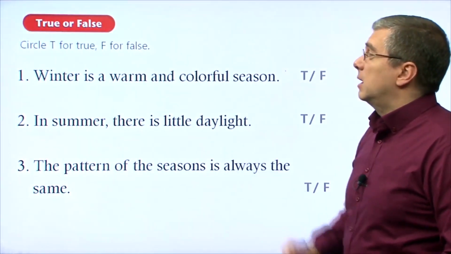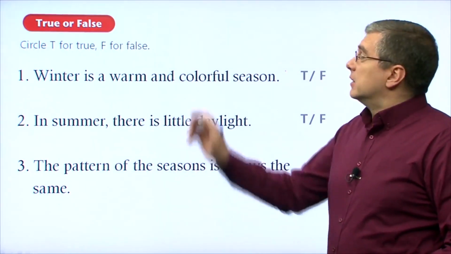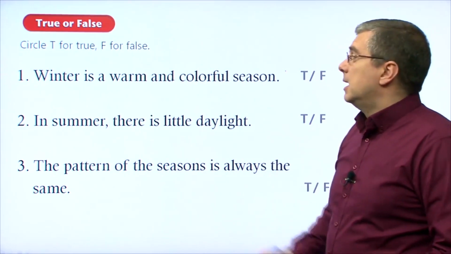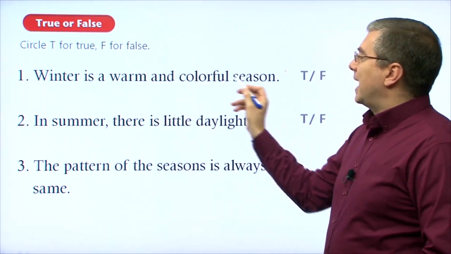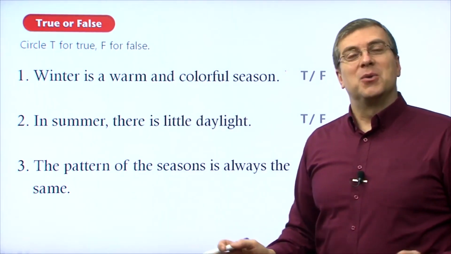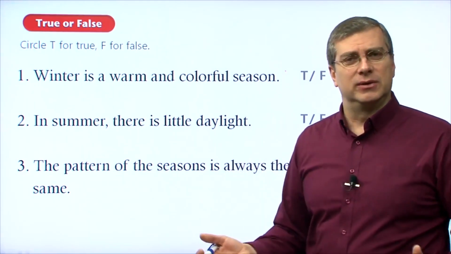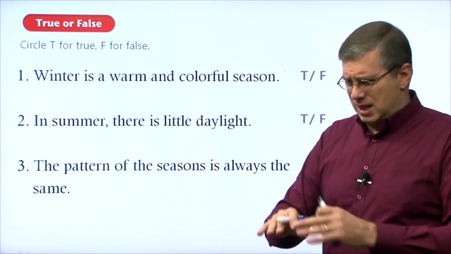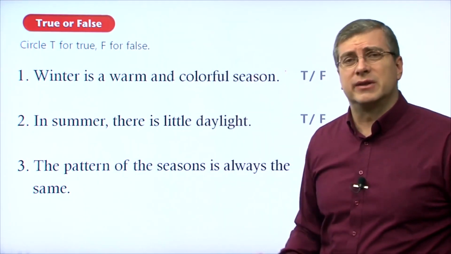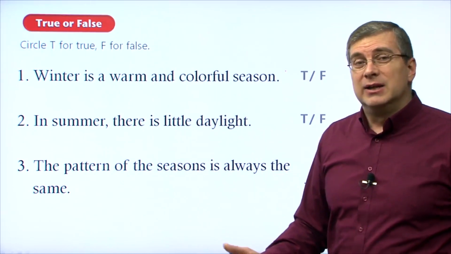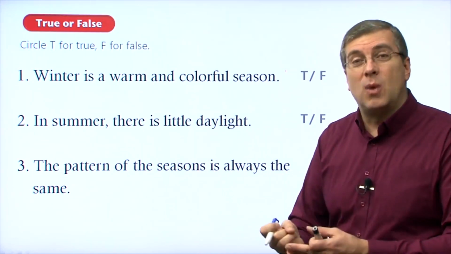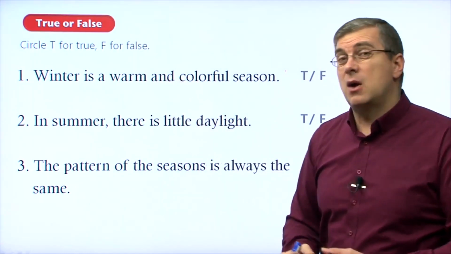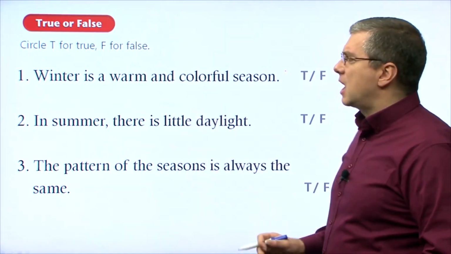They have about 12 hours of daylight. Okay. Finally, we come to our true-false questions. Circle T for true, F for false. So let's take a look at number 1. Winter is a warm and colorful season, right? Does that sound right to you? In the wintertime, there's a lot of snow. Snow is white. The trees have lost their leaves. They usually look black. So winter really is black and white, not a lot of colors. So that doesn't seem right. Also, snow is not warm. So this is not correct, right?